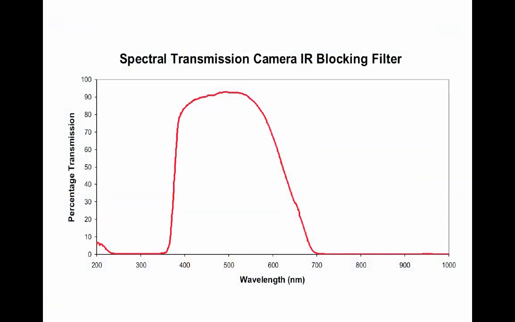This is the spectral transmission. So now we're talking about spectral transmission of filters. At the moment, if you want to refer back to your Science of Light notes, this is the spectral transmission of the infrared blocking filter that I took off one of the cameras and measured through a spectrophotometer.